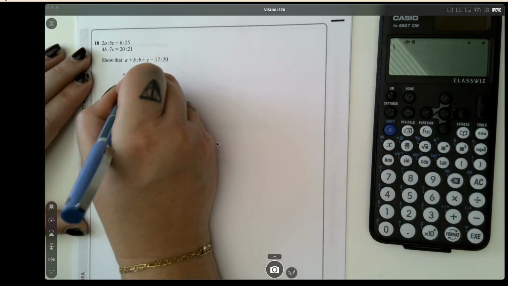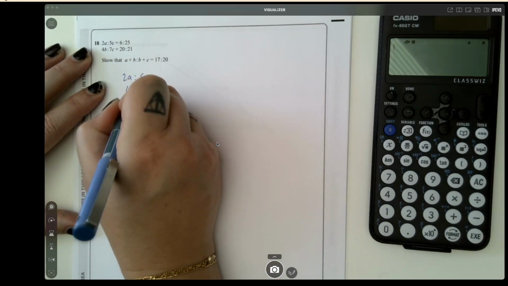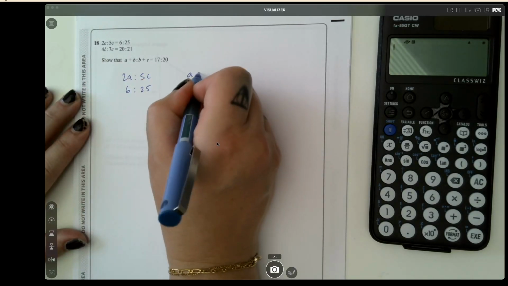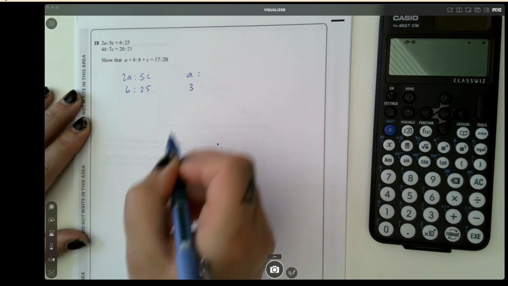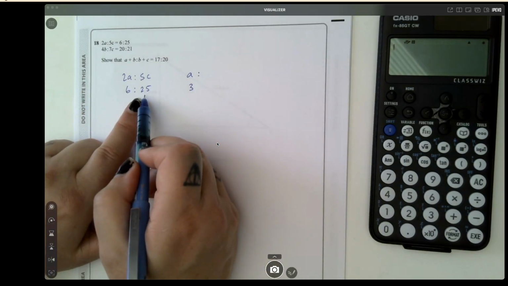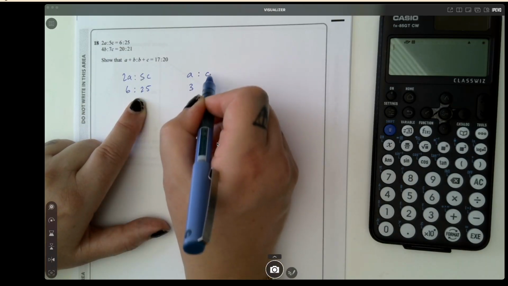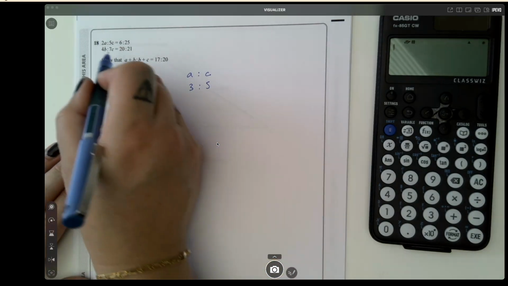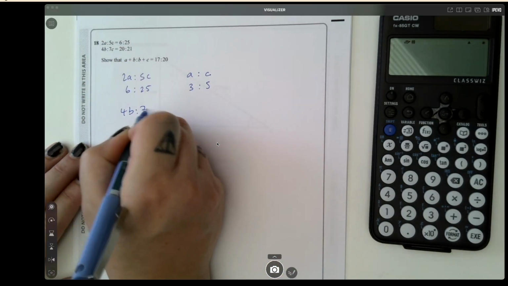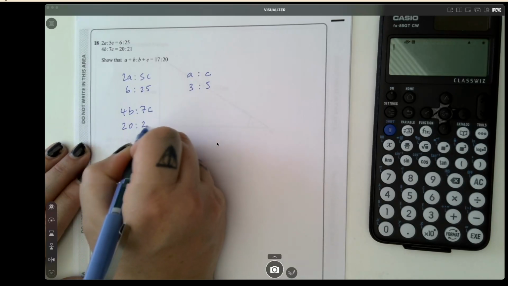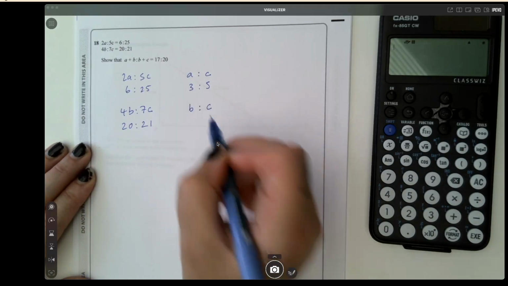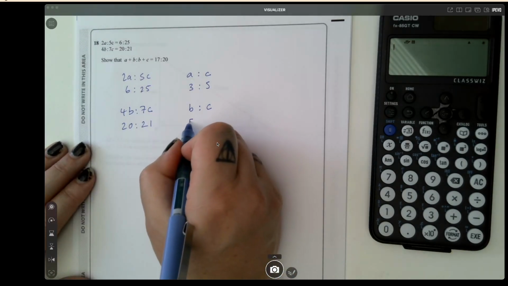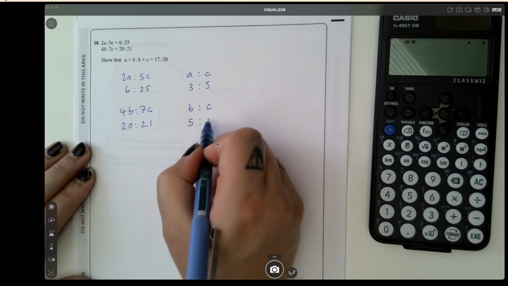If we look at this first ratio, 2a to 5c is 6 to 25. Well, if 2a equals 6, then 1a must equal 6 divided by 2, which is 3. And if 5c is equal to 25, then c must be equal to 25 divided by 5, which is 5. I'm going to do the same with the other one. So I've got 4b to 7c, which is 20 to 21. I'm going to make that in terms of b and c rather than multiples of them. So 20 divided by 4 is 5, and then 21 divided by 7 is 3.